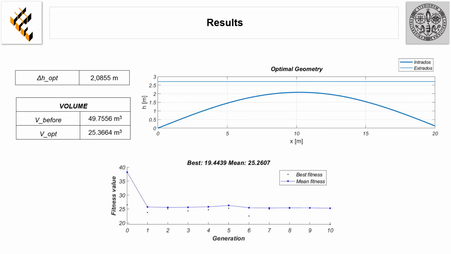For this case study, the optimal solution is obtained for a delta h equal to 2.0855 meters. The initial volume before the optimization was about 49.8 cubic meters, and the minimum volume after the optimization process was about 25.4 cubic meters. Finally, from the fitness function to number of generations graph, we can see how fast the code converged to the optimal solution.